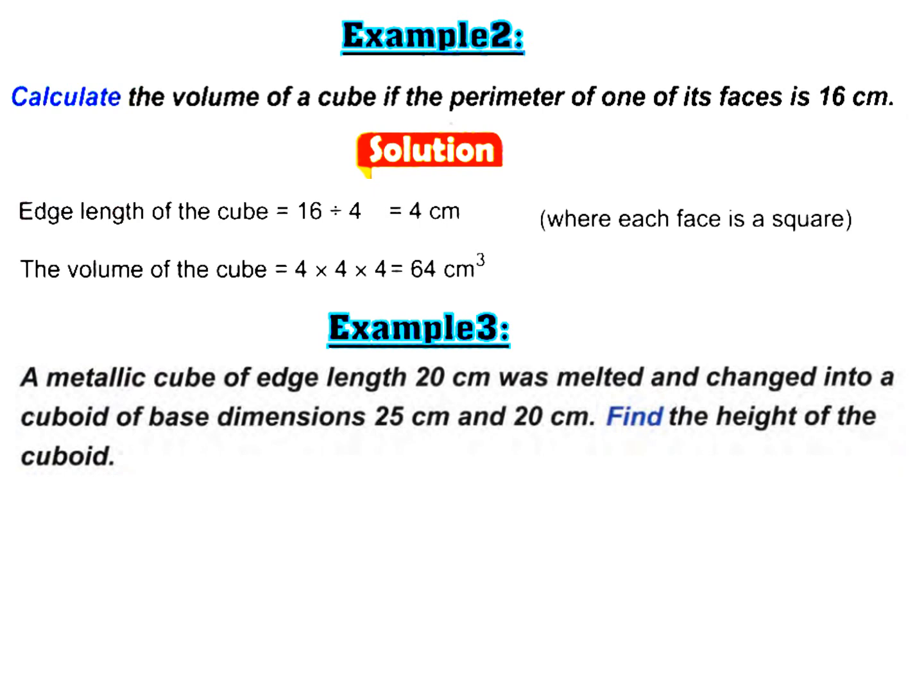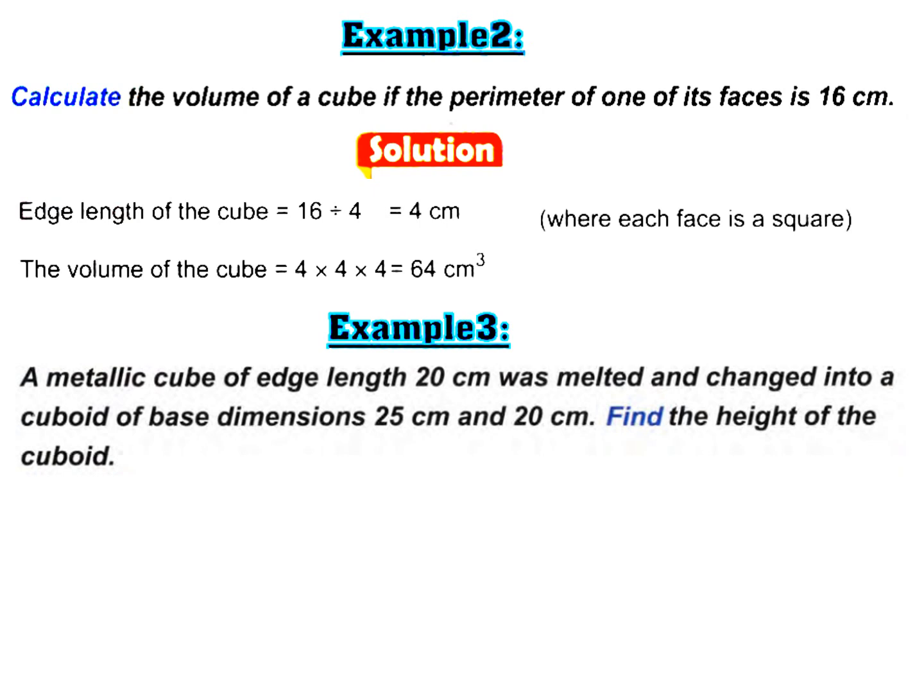Again, he gave me a cube in the shape of metallic. A metallic cube of edge length equal 20. He took this metallic cube and melted it to form a cuboid. Does the volume of the metallic cube change? No. If I melted this metal cube to form another solid, the volume doesn't change. This means that the volume of the cube equals the volume of the cuboid.